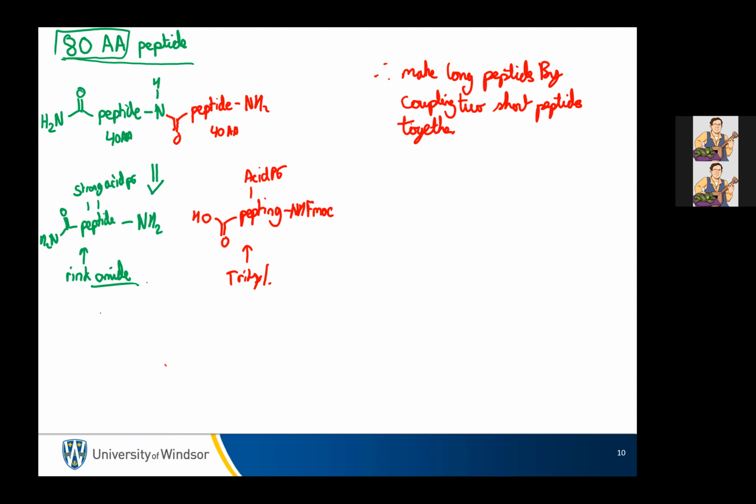So another option we have is something called native chemical ligation. I don't love the title because native makes it sound like this is natural, and it's not. This does not happen in nature.